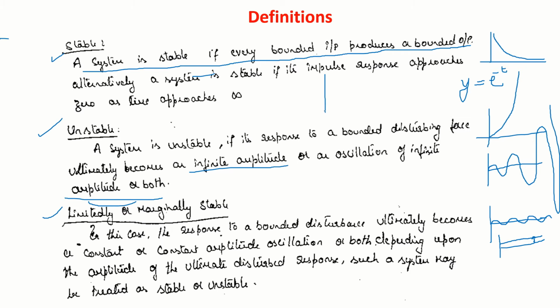For a system to be stable, as I mentioned, all the roots must lie on the left hand side of the S plane. If the roots lie on the right hand side of the S plane, the system will become unstable. If there is a root at the origin, or if there are imaginary roots like this, then you may find a limitedly or marginally stable system.